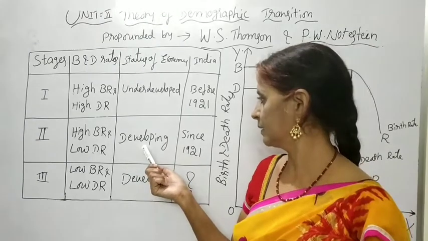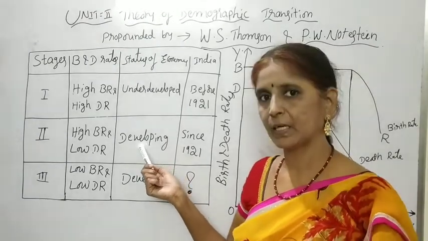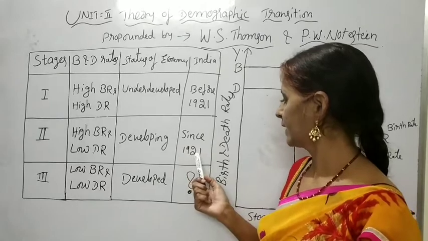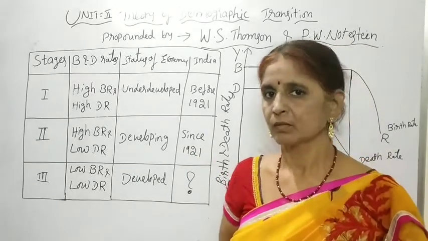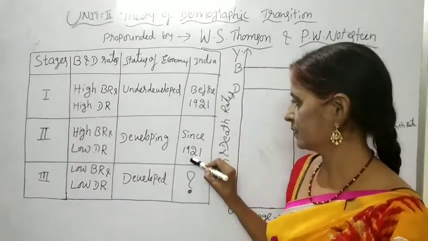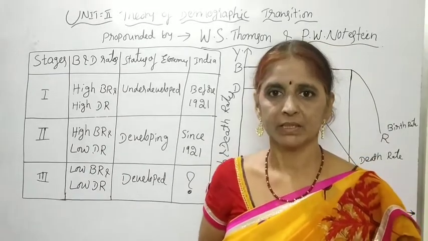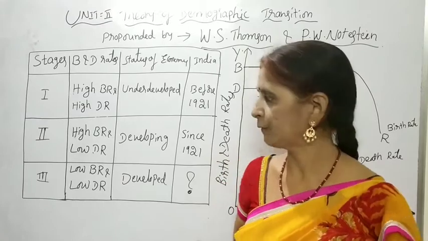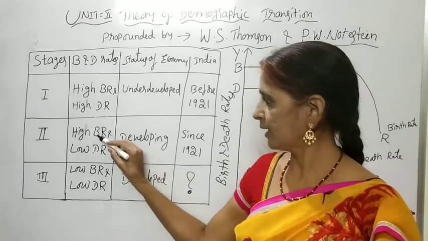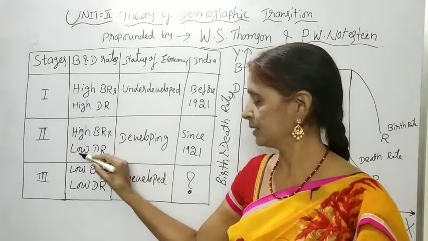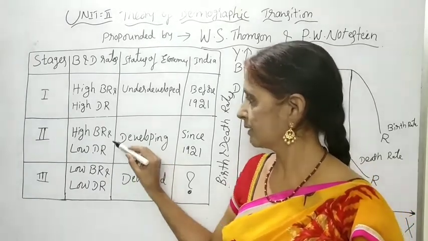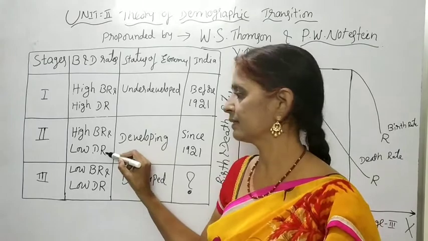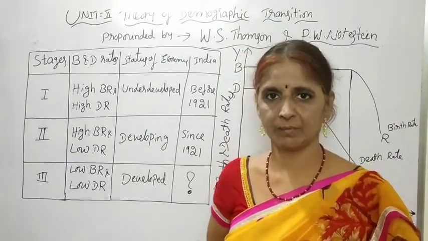Now India is a developing economy, and India entered into this stage in the year 1921. So from 1921 onwards, in India, the population is increasing rapidly. Why? Because birth rates are not declining sharply, but death rates are declining sharply. So high birth rates and low death rates are resulting in the rapid growth of the population.